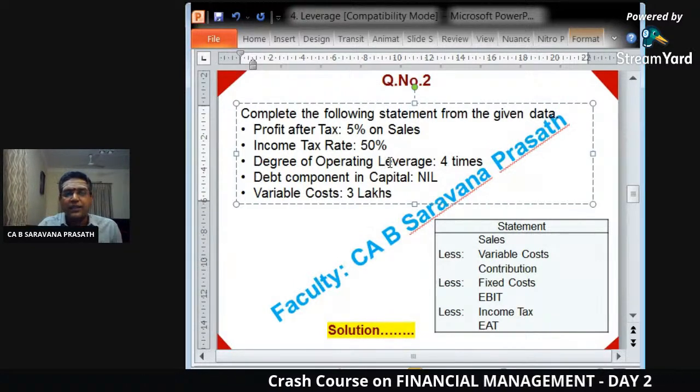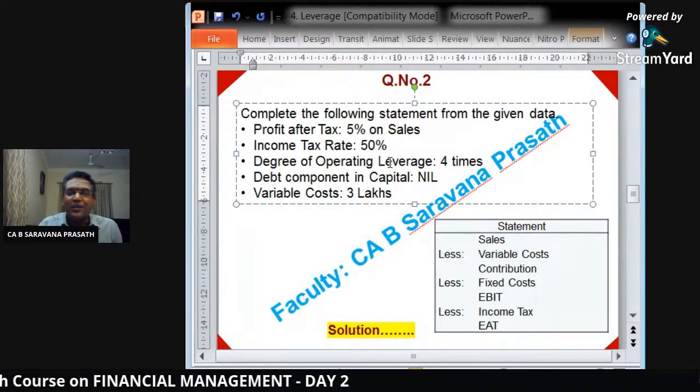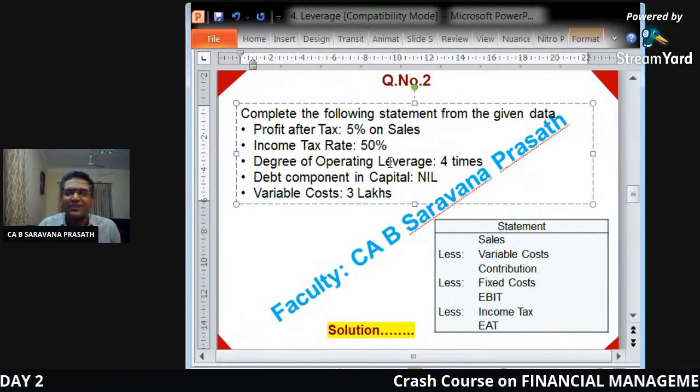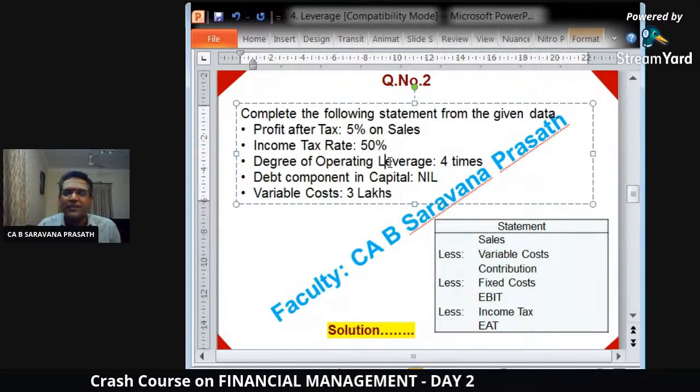Contribution divided by 10 percentage is equivalent to 4 times. Therefore, by cross multiplication, contribution is equivalent to 40 percentage. We put that number in the table.